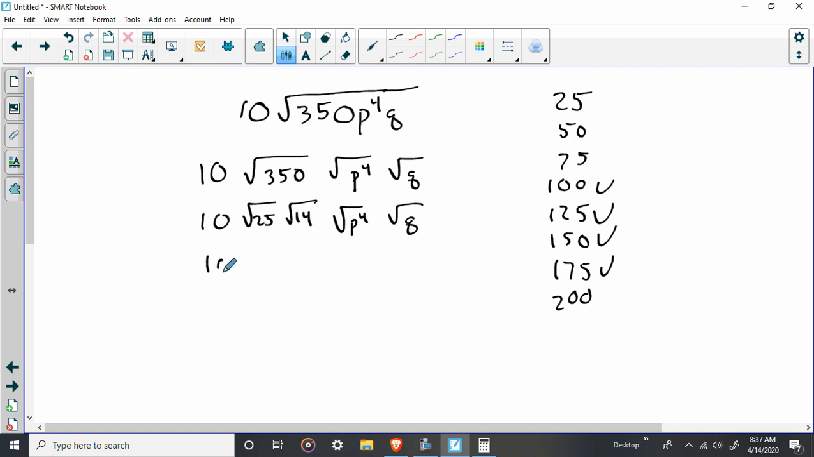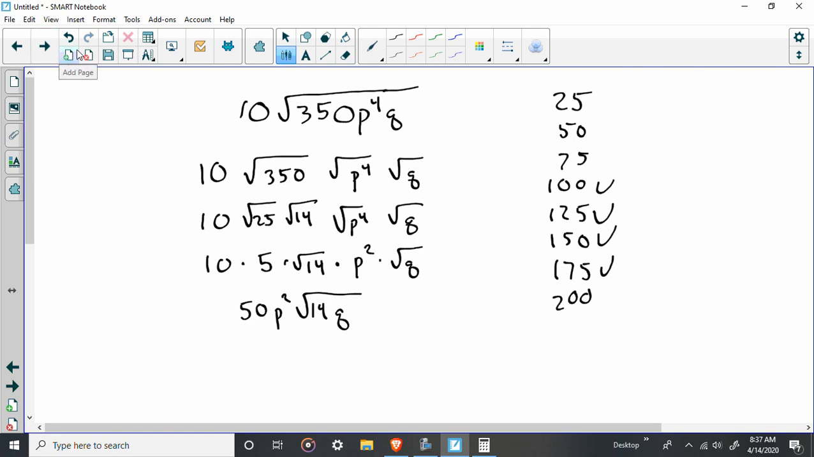Okay, so we have 10, square root of 25 is going to be 5, square root of 14 is square root of 14, we can't break that down any further. 4 divided by 2 is going to be 2, and the square root of q I can't do anything with. Okay, so 10 times 5 is 50. Let's bring the p squared up front, and let's put everything that's underneath the radicals together. I got 14, and I got a q. Okay, if you can do this, you're fine. If you can't do this, I'll give you guys a couple days to catch up. I know it's a little bit tough.